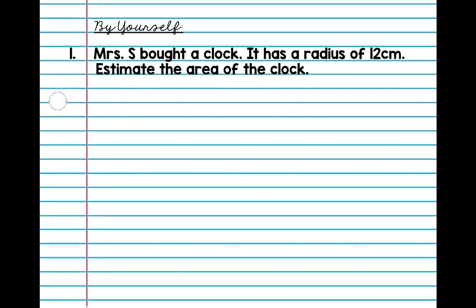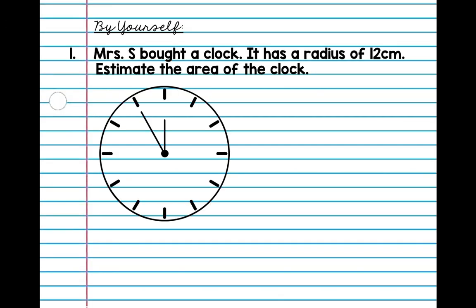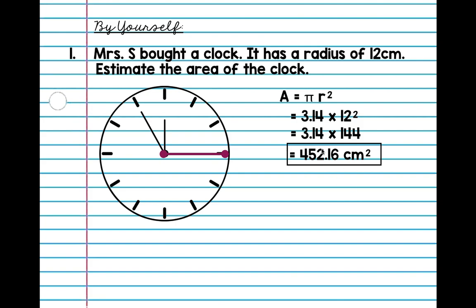Okay, so by yourself, I want you to try this one. Miss S bought a clock. It has a radius of 12 centimeters. Estimate the area of the clock. Okay, go ahead. All right, so area equals 3.14 times 12 squared. All right, so work with your exponent. 3.14 times 144. And then if you calculated this properly, it should be 452.16. If we estimate that, that's about 452 centimeters squared. Okay, so that's part one of our lesson.